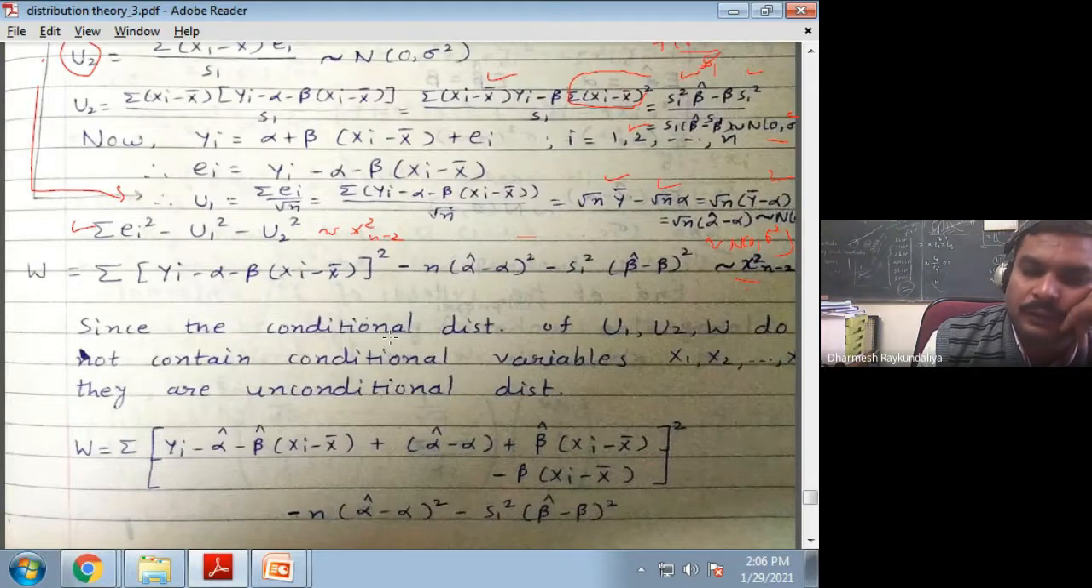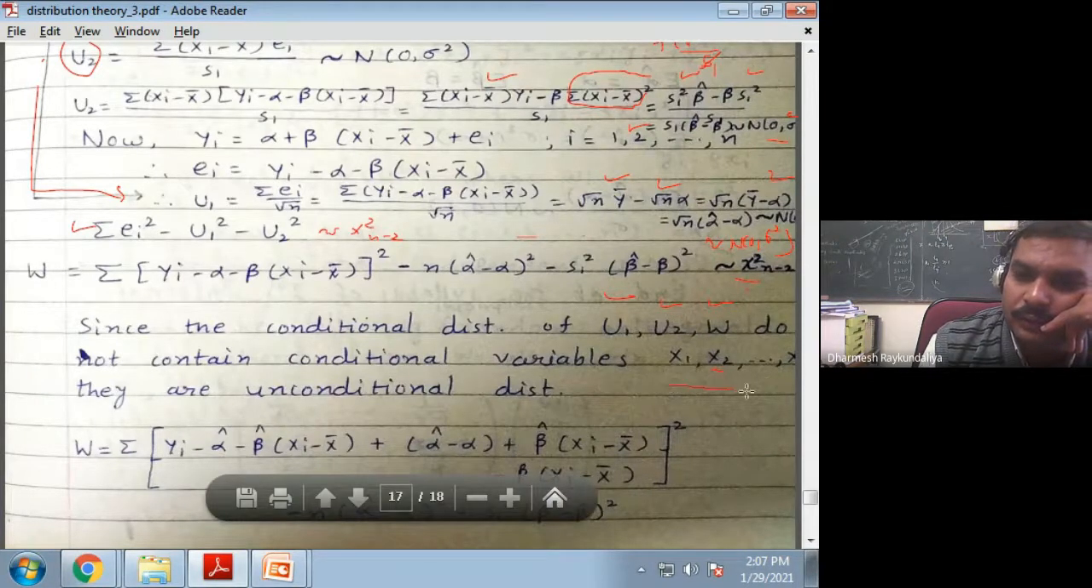So what it is saying is that the conditional distribution of U1, U2 and W is normal 0 sigma square, normal 0 sigma square and chi square n minus 2, that does not contain the variables x1, x2, xn. So we say that this conditional distribution becomes the unconditional distribution. Why? Because it does not depend on x1, x2, xn.